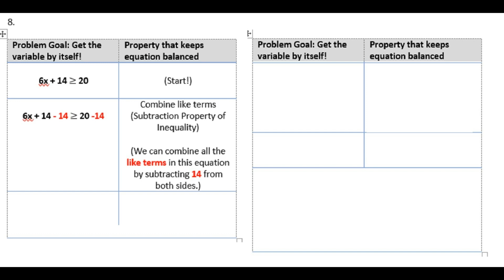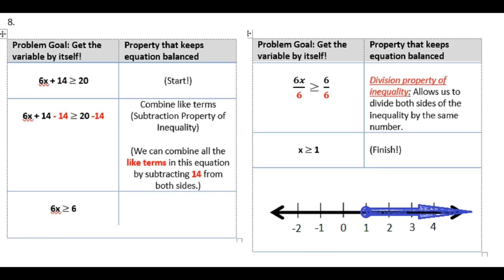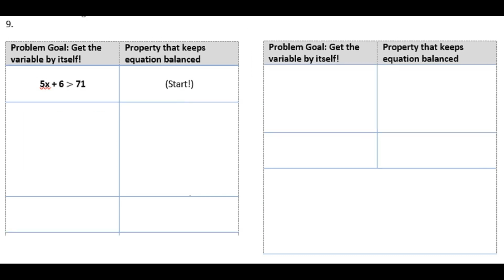So let's look at 6x plus 14 is greater than or equal to 20. First thing we do is subtract 14 from both sides, and that's the subtraction property of inequality. Now, the properties of equality and the properties of inequality are very similar, and I'll point out when you need to notice the differences. So we subtract 14 from both sides. We have 6x is greater than or equal to 6. Divide both sides by 6, that's the division property of inequality. We end up with x is greater than or equal to 1. And there's our graph. We have a closed circle and our arrows match. Arrows off to the right. So that's this problem. Let's move on to the next one.